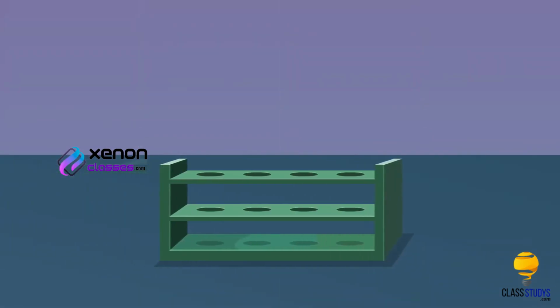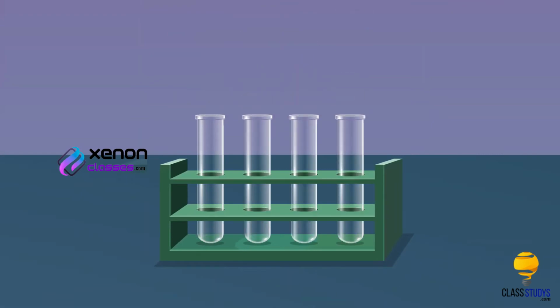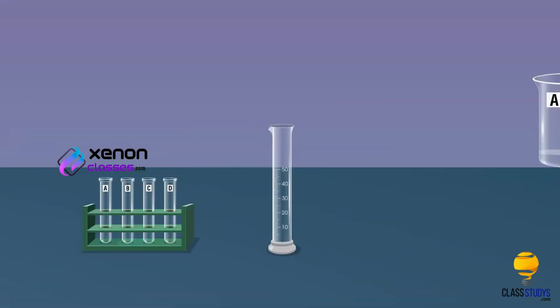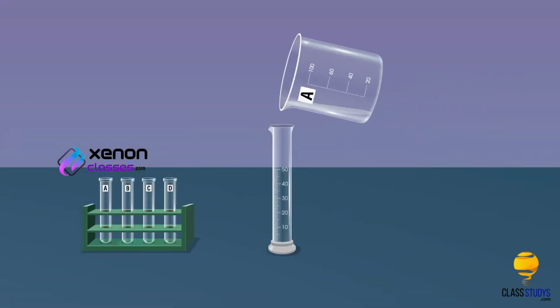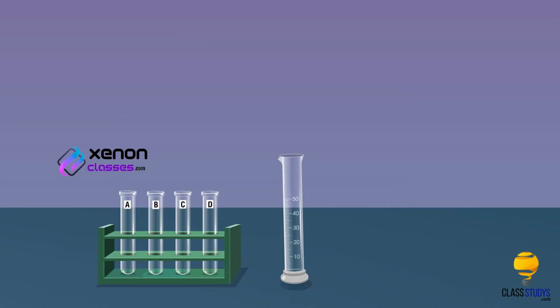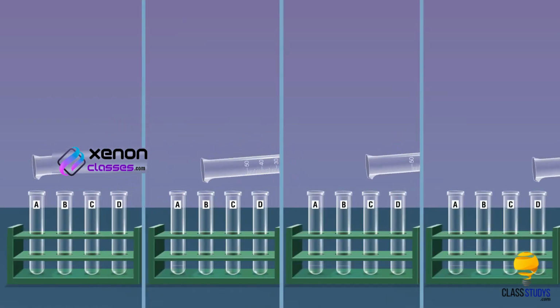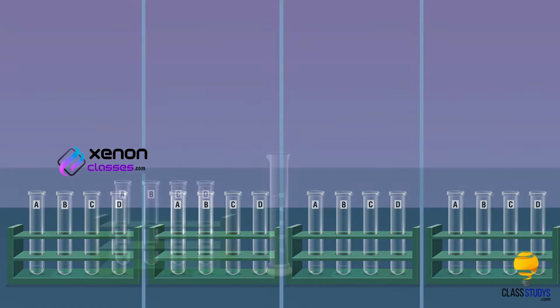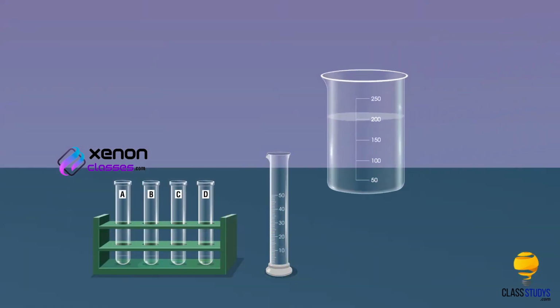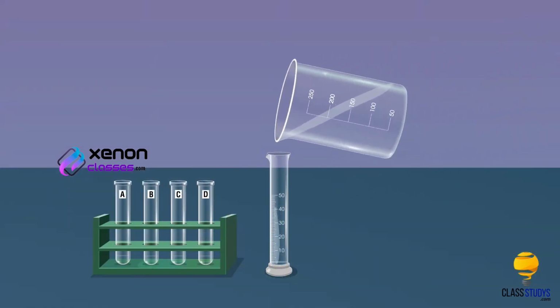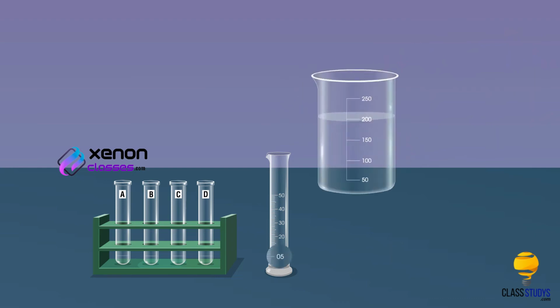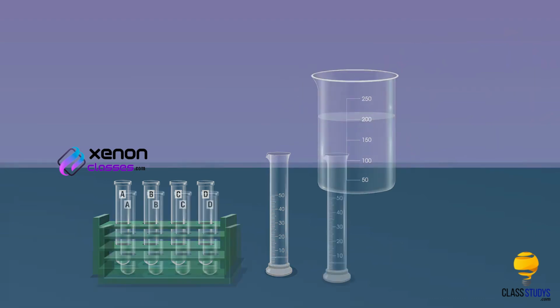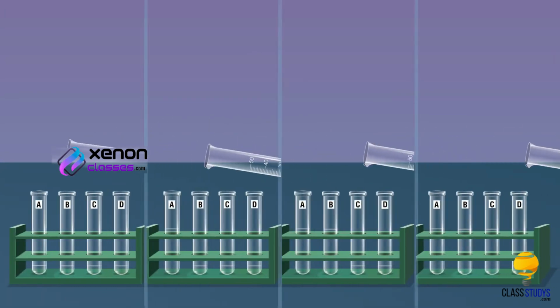Take a test tube stand, place the 4 test tubes and label them as tubes A, B, C and D. Pour 1 ml each of the above prepared soap solutions using a measuring cylinder into the corresponding test tubes. Add 5 ml of distilled water from the 250 ml beaker to each test tube using a measuring cylinder.